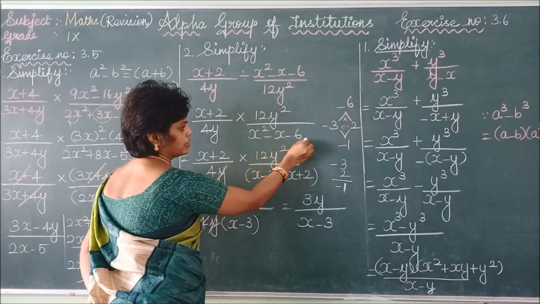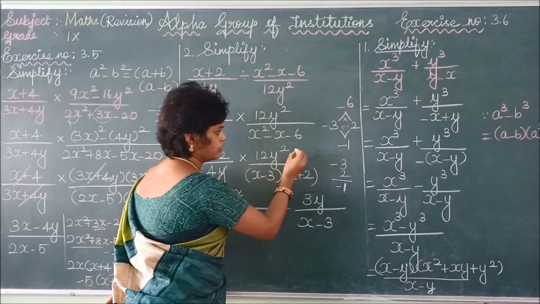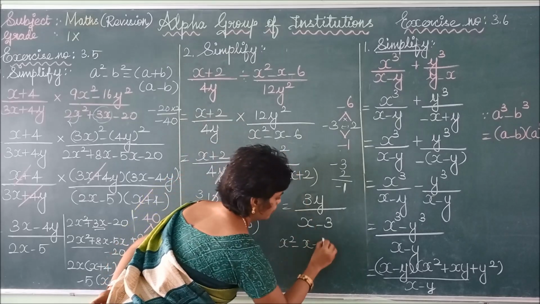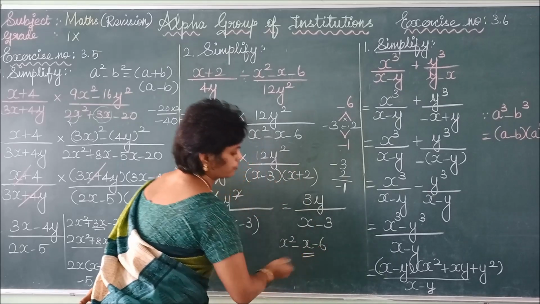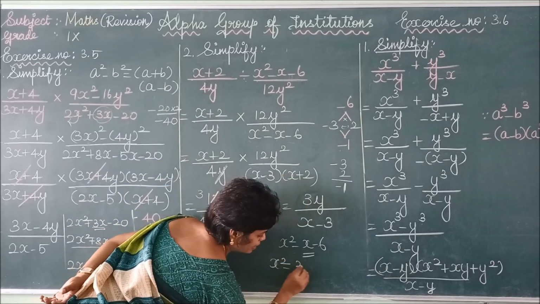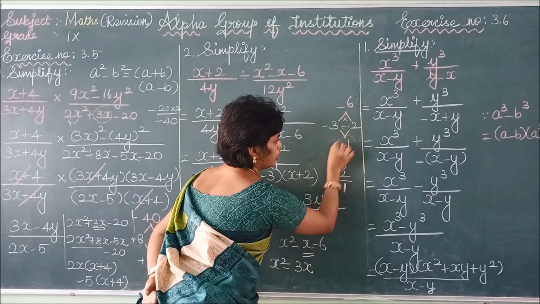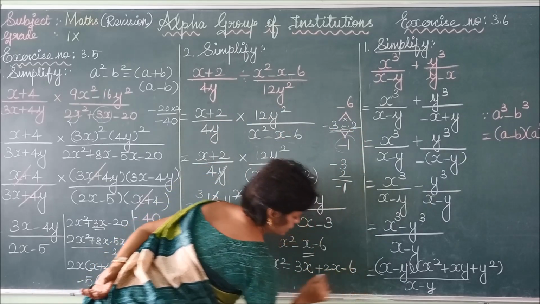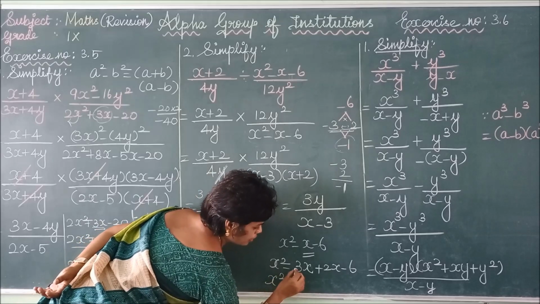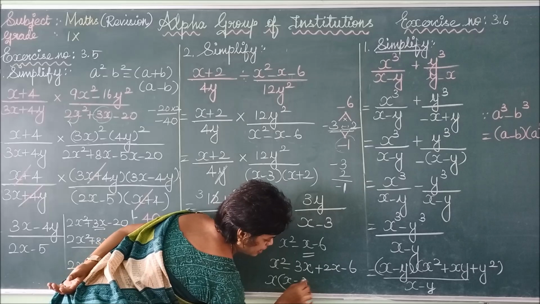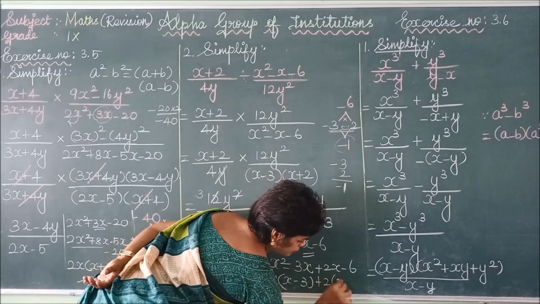This x squared minus x minus 6 can be split and written as follows. Listen here, x squared minus x, then minus 6. The coefficient of x can be interchanged and written as x squared minus 3x. This minus 1 can be written as minus 3 plus 2x, minus 6. Then, if you take x as common, x minus 3. Then 2 as common, x minus 3.